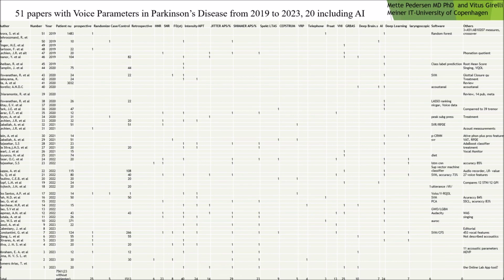Here we have 51 papers with voice parameters in Parkinson's disease ranging from 2019 to 2023, 20 including AI. The reason for the division into 47 and 51 papers is that after 2019, there was a huge acceleration in papers with artificial intelligence, especially with deep learning. It makes differentiation a little difficult that the voice analysis program PRAAT has an analog and a digital part.